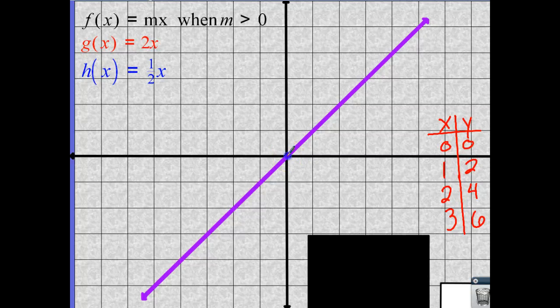So we share the origin, 1, 2, 4, and then we go up here to 6. Okay, now what happened to that purple line?